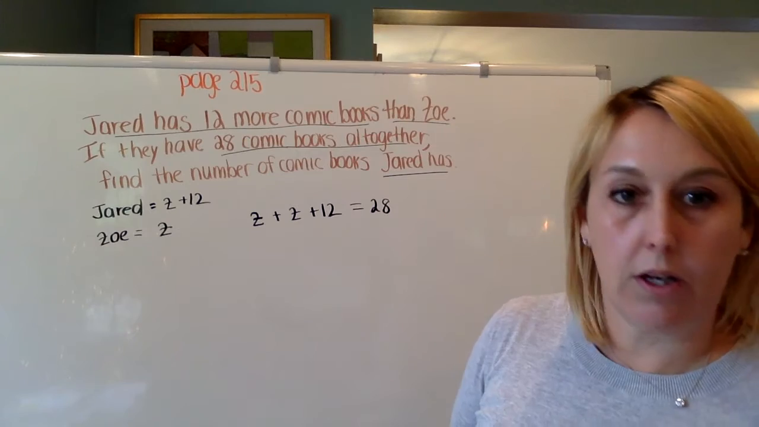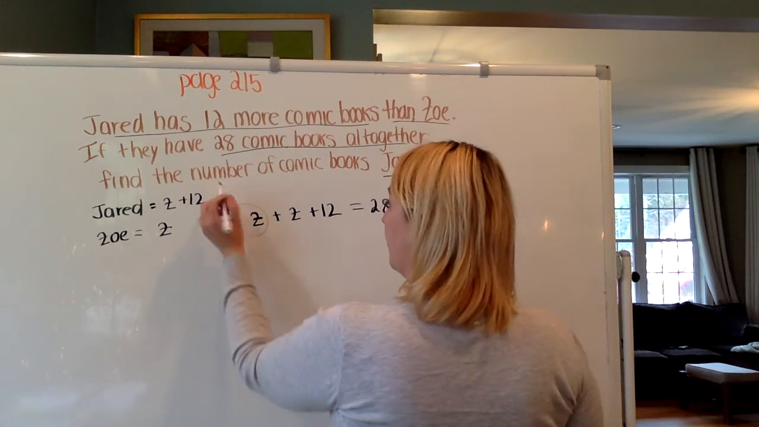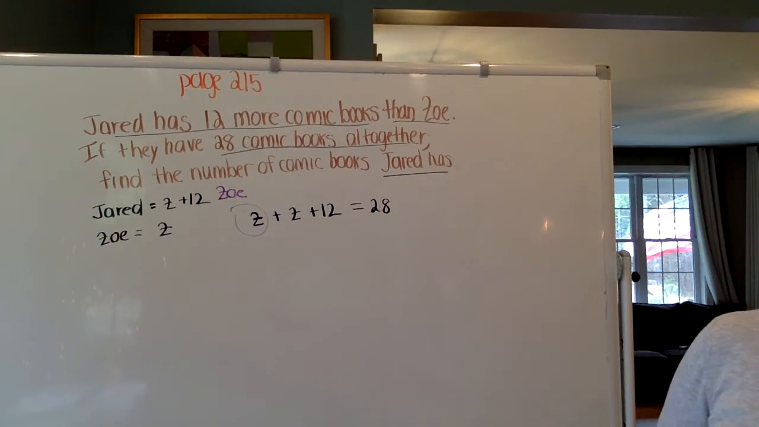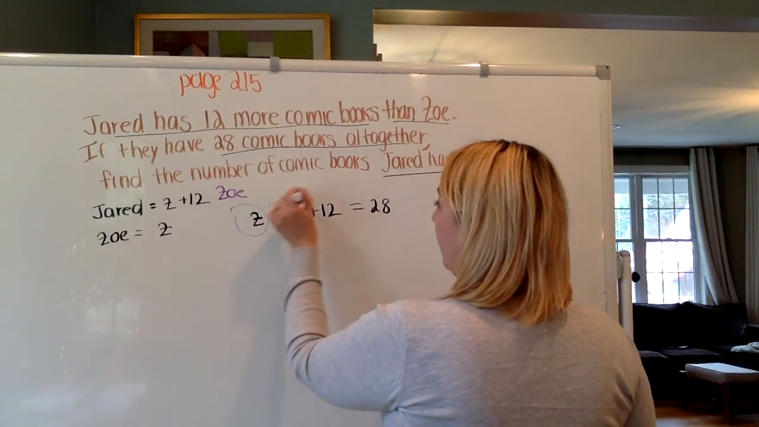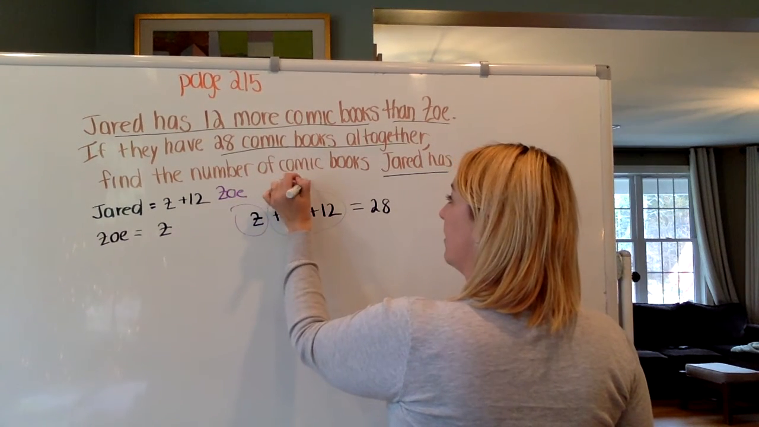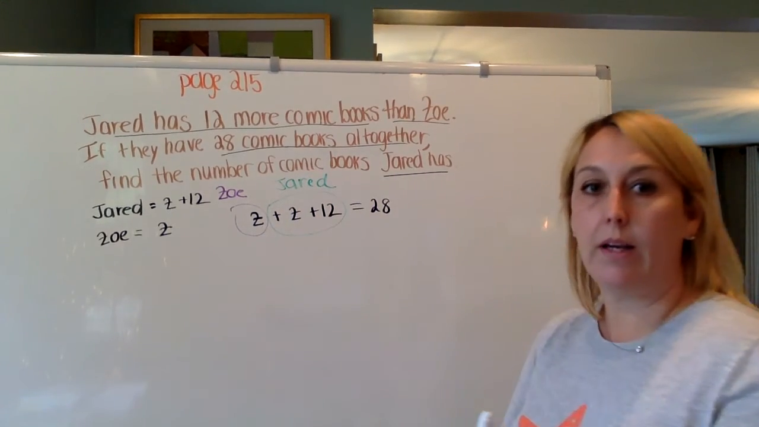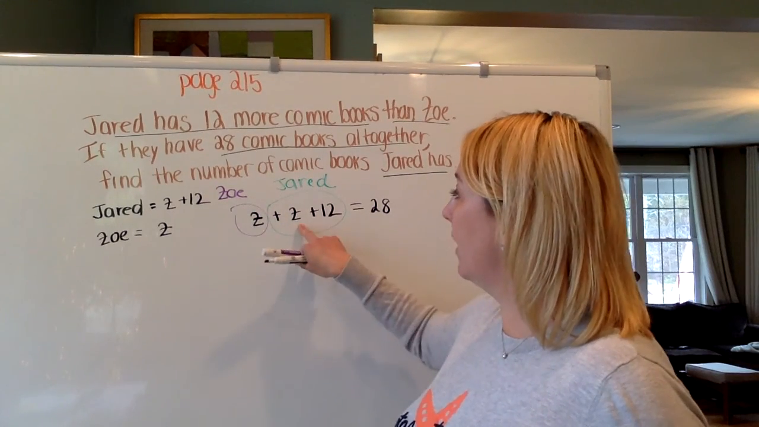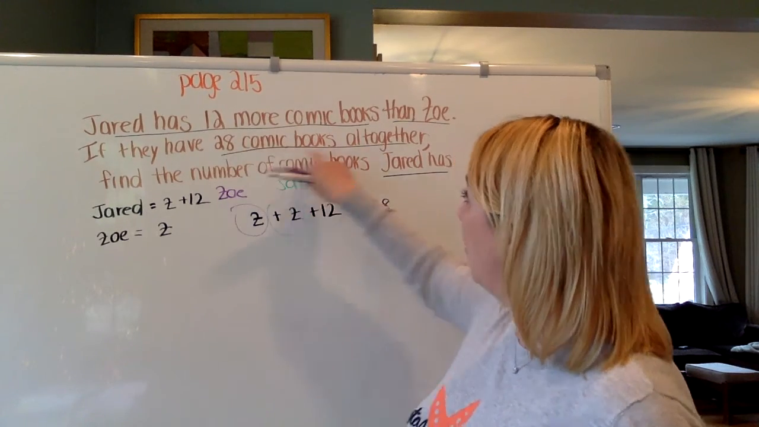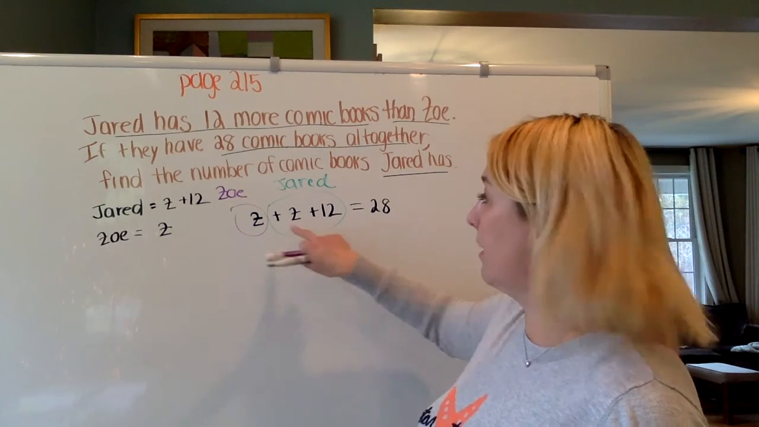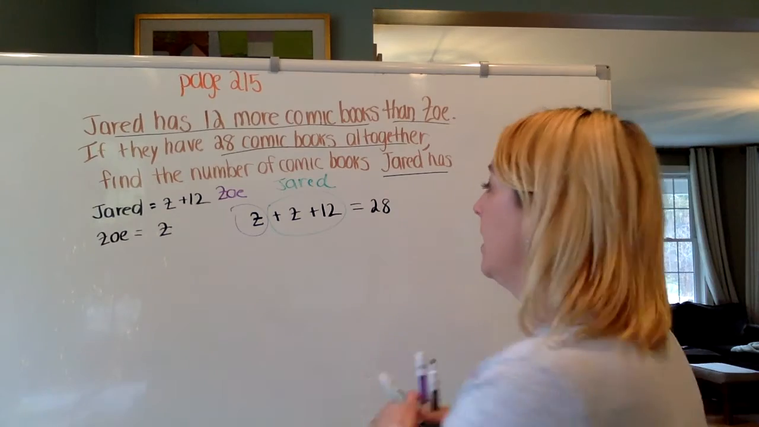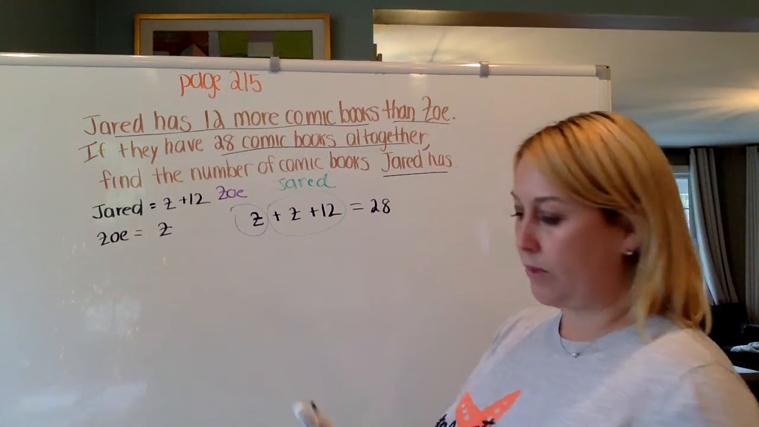Again, just to reiterate, Z represents Zoe, and Z plus 12 represents Jared, okay? So Z represents Zoe, and Z plus 12 represents Jared, and when we add them all together, it equals 28. That's why we're adding here, because if all together they have 28, then we need to add them together, right? So Z plus Z plus 12.